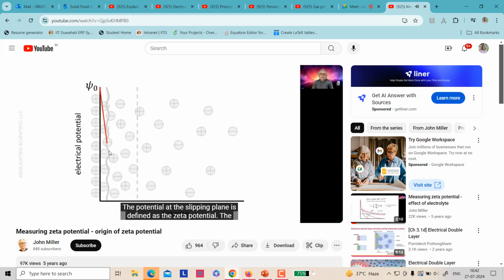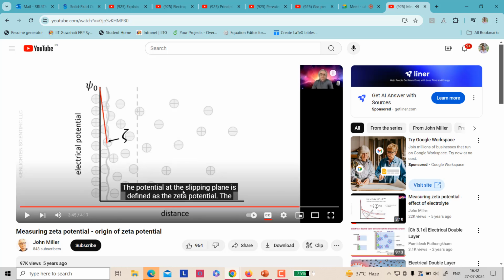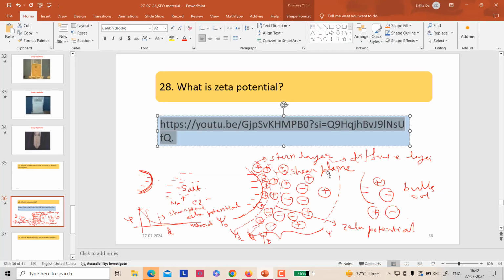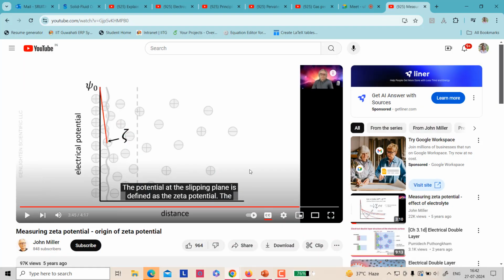The potential at the slipping plane is defined as the zeta potential. So that is the slipping plane or shear plane that I have mentioned here. Both are the same, and both are used interchangeably. So this is the potential drop from the particle surface to the slipping plane or shear plane, and the potential at that point is called the zeta potential.